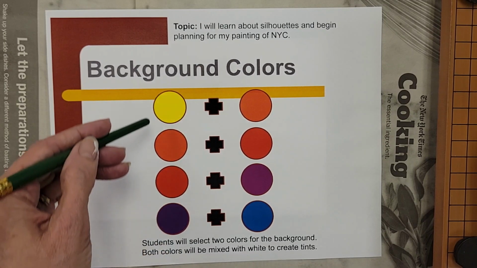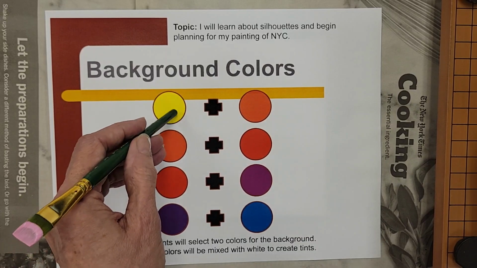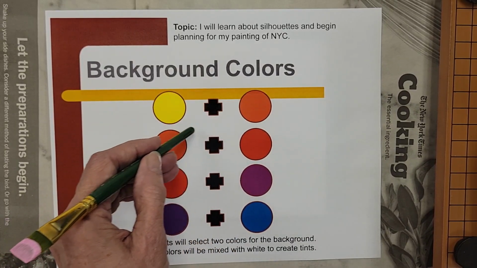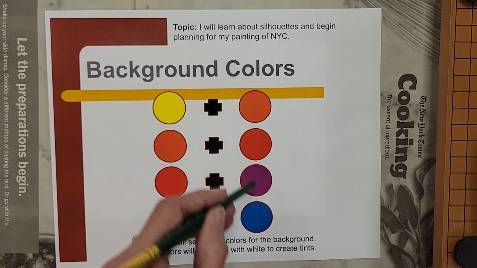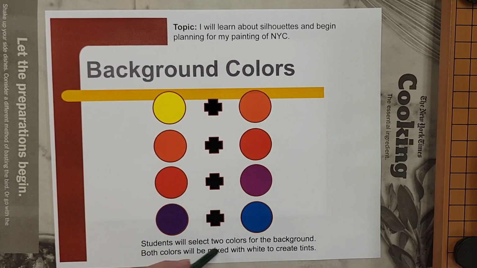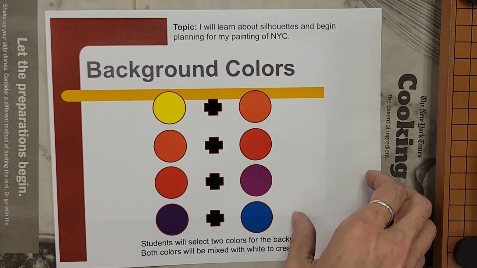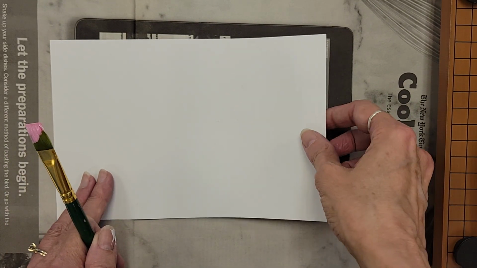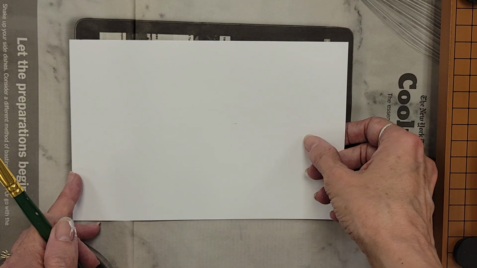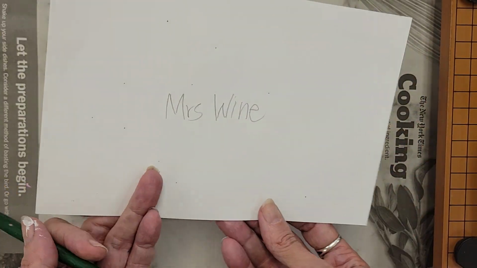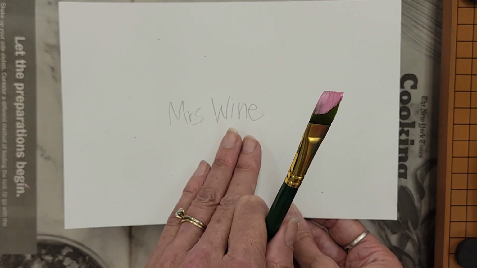What I want you to think about when you're choosing your colors is how would the warm, bright yellow and orange make you feel versus how would the darker blues and violets make you feel about the city. Once you have made your color choices, you're ready to begin. You need a white sheet of paper. Today we're working with a half sheet. And you need to make sure that you have your name and class on the back in the middle.